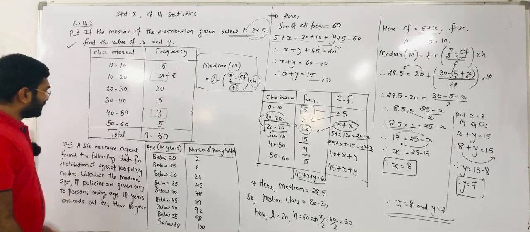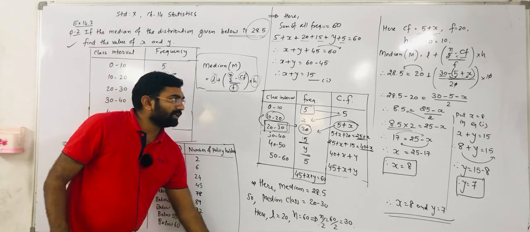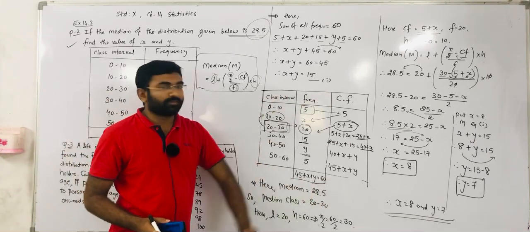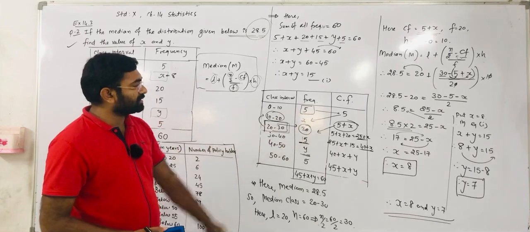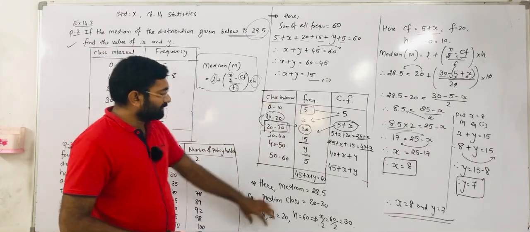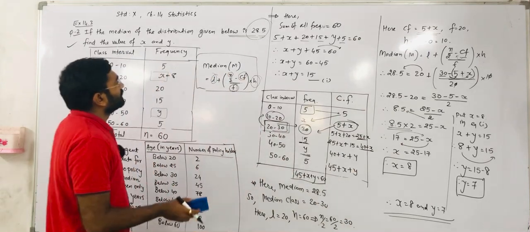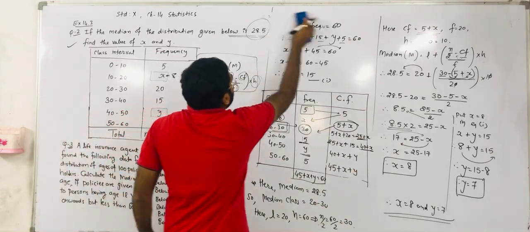Now question number 3. I hope it is very easy and clear. The most important part is to make the cumulative frequency column whenever a missing frequency is there. You have to define that equation, and after finding all these values you have to simplify it. Now we have to solve question number 3.